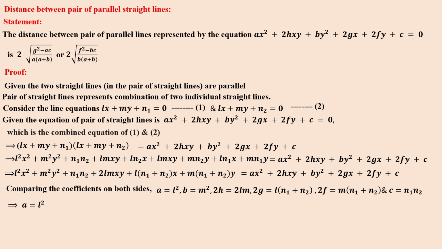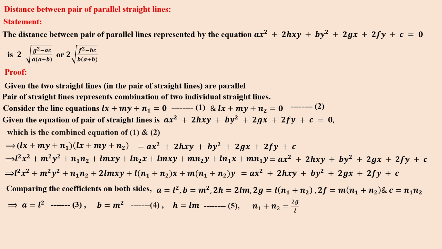This implies a = L², that is equation number 3. b = m², that is equation number 4. h = Lm, the 2 and 2 get cancelled, so you will get h = Lm, that is equation number 5. And n1 + n2: in the previous step we have 2g = L(n1 + n2). Keeping n1 + n2 on one side and taking L from the right hand side to the left hand side, we get 2g by L.